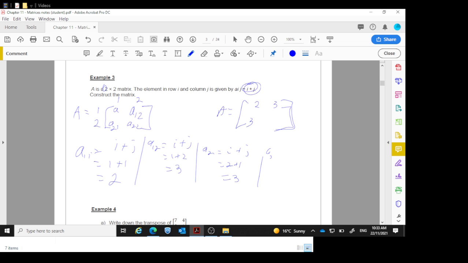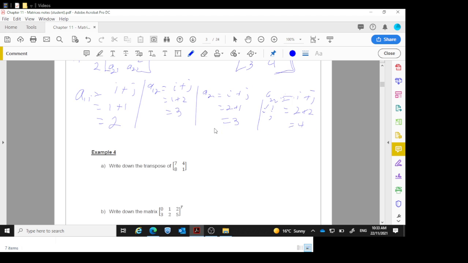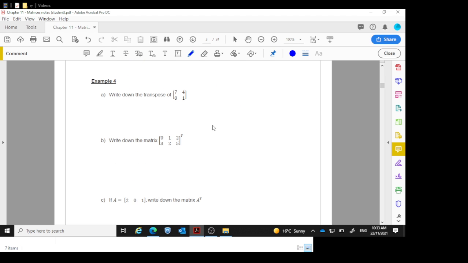And this one here is a_22. Remember the rule, i plus j. That equals i plus j, 2 plus 2. Remember, that's the i, and that's the j all the time, because we write a_ij, as you can see here. And we just follow the rule, whatever they give us.